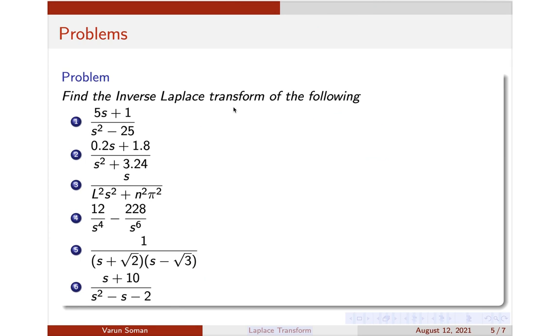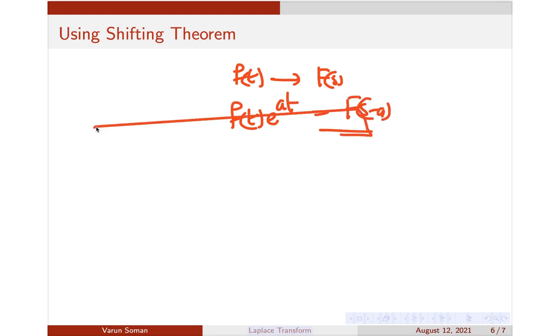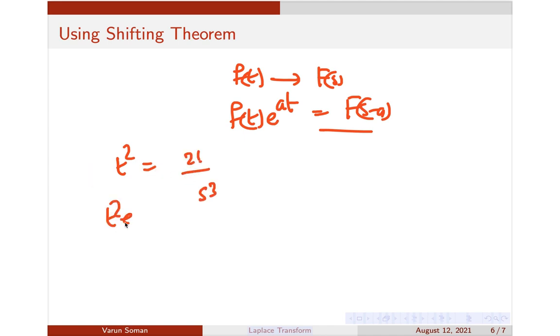Okay. So moving forward, how will you use the shifting theorem? Before that, I hope you remember the shifting theorem. Suppose f of t has the transform capital F of s, then f of t into e raised to at would have the transform F of s minus a. We have discussed this already. Okay, so for example, suppose the transform of t square is 2 factorial by s cube, then the transform of t square into e raised to 5t is nothing but the same thing, only thing is that your s will be replaced by s minus 5. Okay, so that is the shifting theorem.